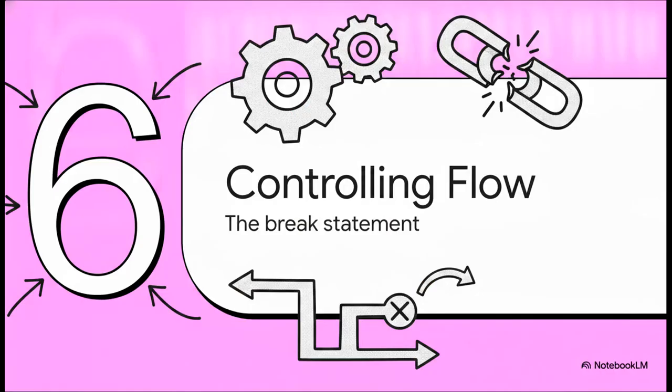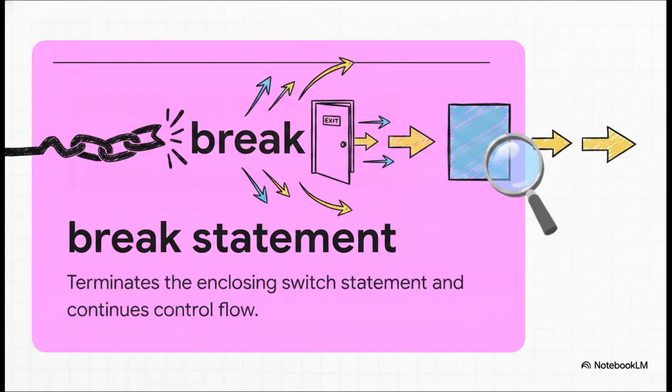Which brings us to our final topic today. Section 6, controlling flow with the break statement. Now, you might have noticed the word break sitting in that last code snippet. The break statement is basically your designated exit door. The moment Java hits a break command, it immediately stops what it's doing, terminates that entire switch block, and jumps to whatever code comes next in your program.